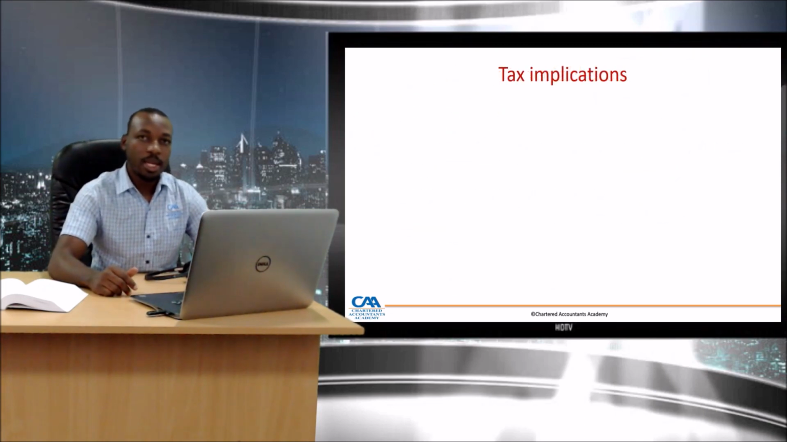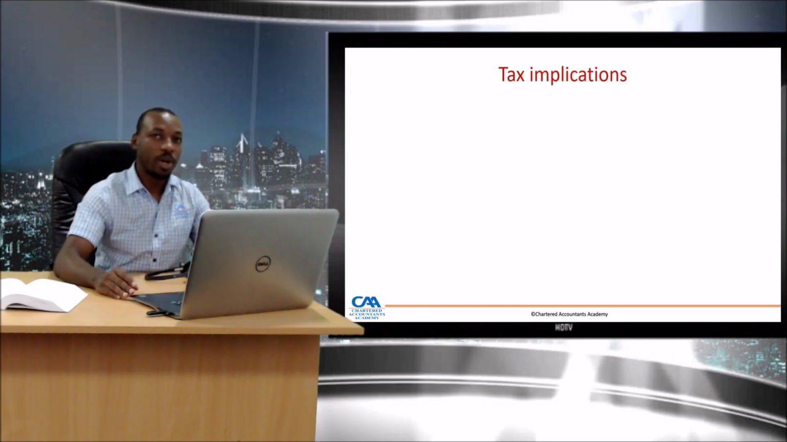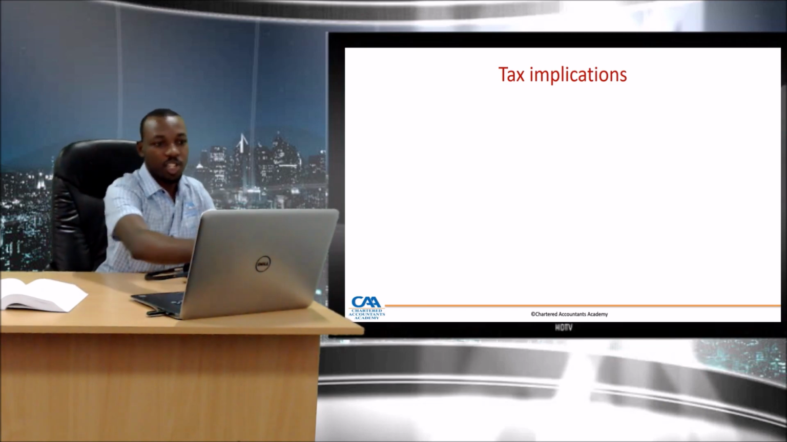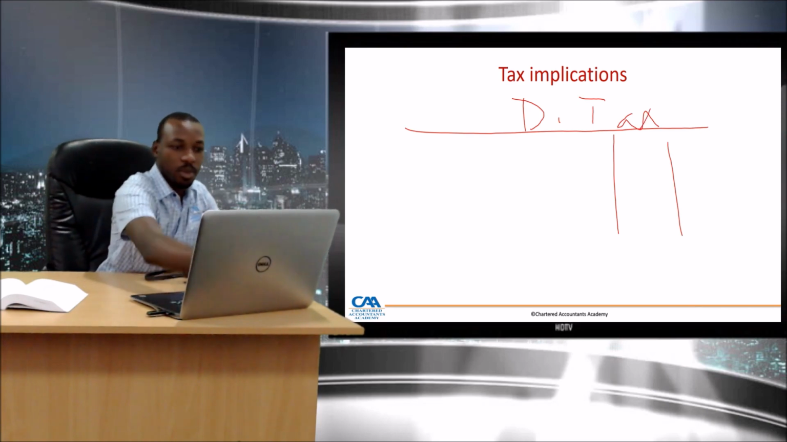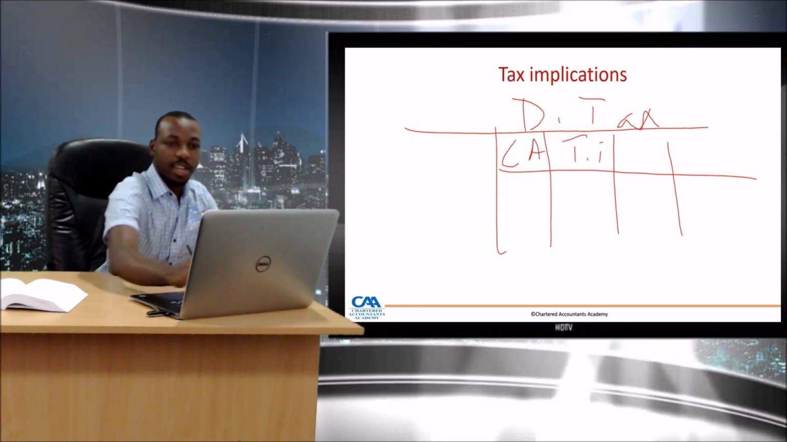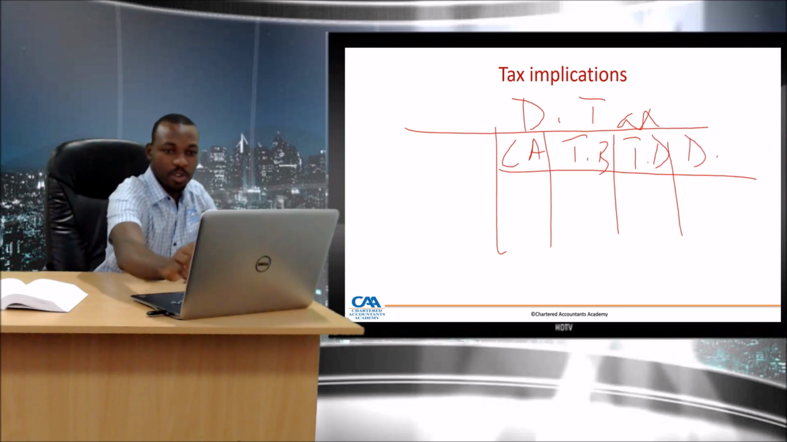Then let's talk about the tax implications. So the tax implications are also quite important. I need you to be able to calculate the deferred tax mostly for any lease contracts, which means be in a position where you are able to do your DT calculation, where you split, you got your carrying amount, you got your tax base, you got your temporal difference, and you got your deferred tax asset or liability over there.